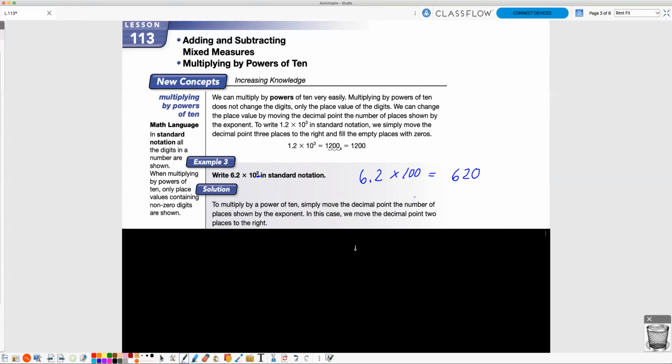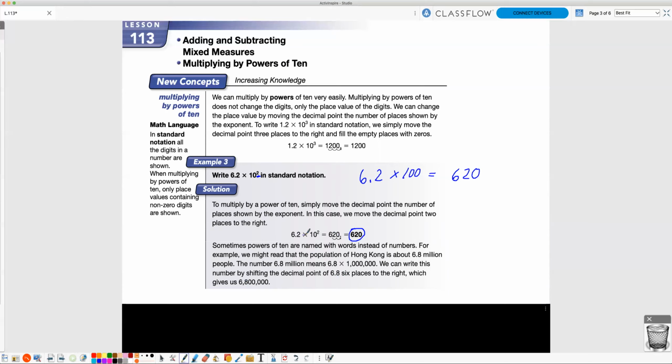Sometimes powers of 10 are named with words instead of numbers. For example, we might read that the population of Hong Kong is about 6 8/10 million people. The number 6 8/10 million means 6.8 times 1 million. We can write this number by shifting the decimal point of 6 8/10 six places to the right, which gives us 6,800,000.